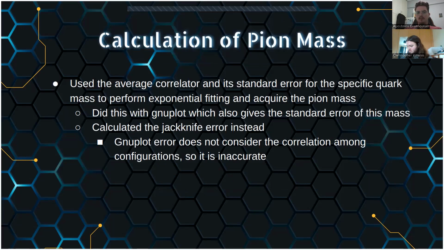Moving forward, I used the average correlator and its standard error for a specific quark mass to perform exponential fitting and acquire the pion mass by using GNUplot, which also gives the standard error of this mass. However, GNUplot does not consider the correlation among configurations, which means that its error estimate is somewhat inaccurate. Therefore, I replaced it by calculating the jackknife error, which is much more precise in this case.